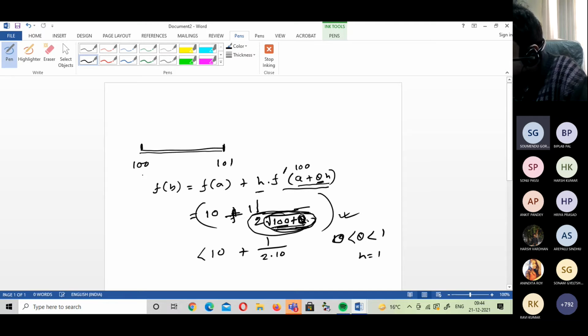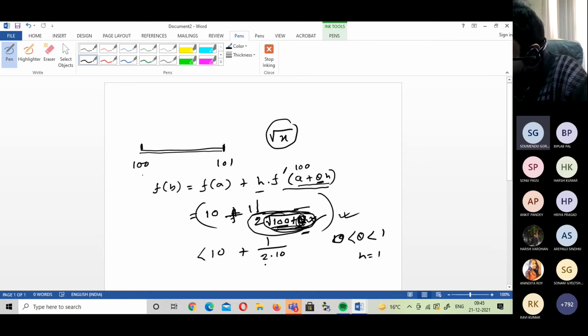His doubt was that he didn't understand the differentiation. You are differentiating root of A plus theta. Sir has taken f of x equals root x, and you have to differentiate root x. But you have to put the value of theta.